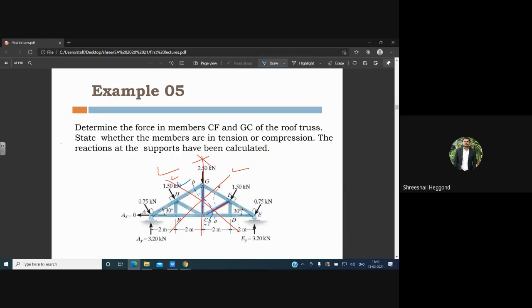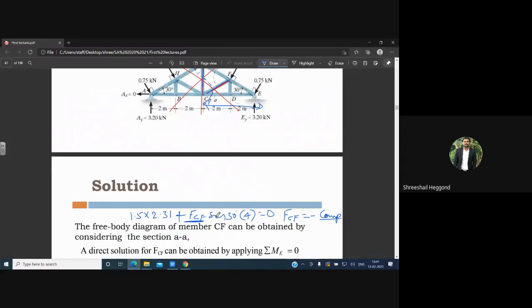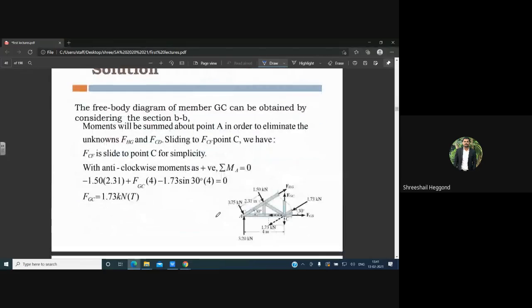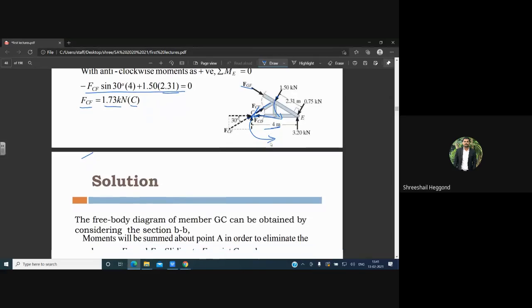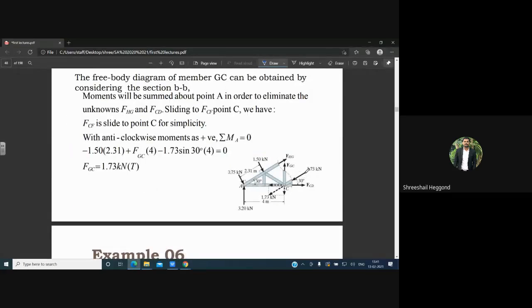And draw the free body diagram for only the right hand side portion of the truss, so that you can analyze only that truss. Draw the free body diagram for the second portion. Right hand side or left hand side you can draw, and we can calculate the member forces. The 1.73 kilonewton load we just calculated in the previous step, where it is 1.73 kilonewton in the compression zone for CF. That is mentioned in this diagram also. At this point it is mentioned 1.73.